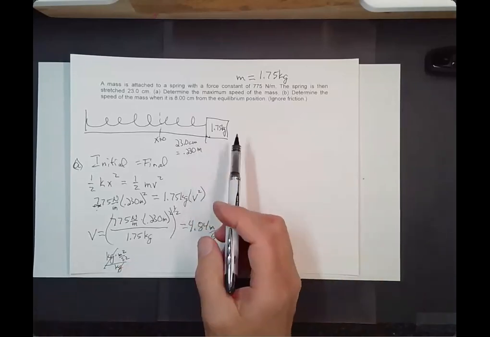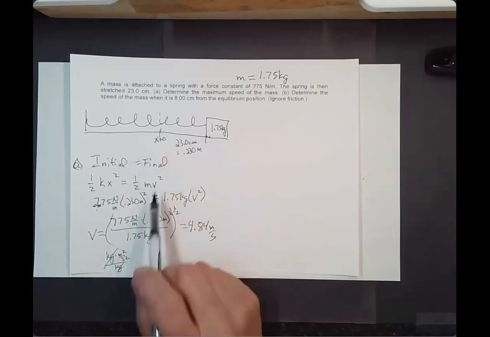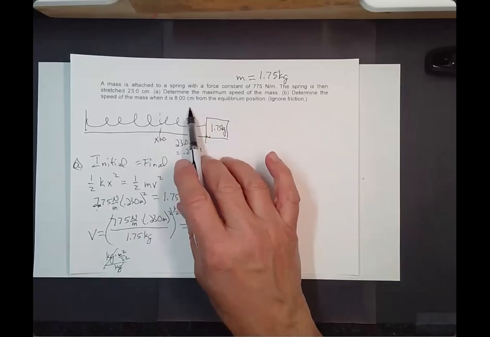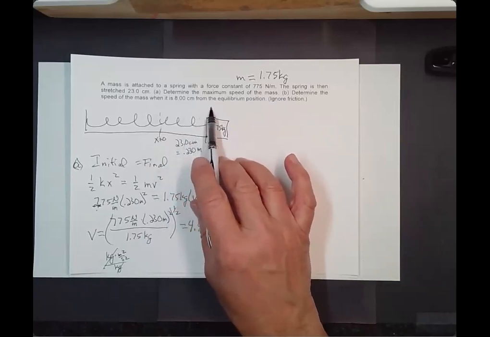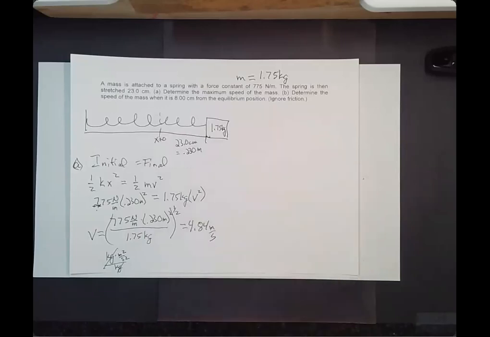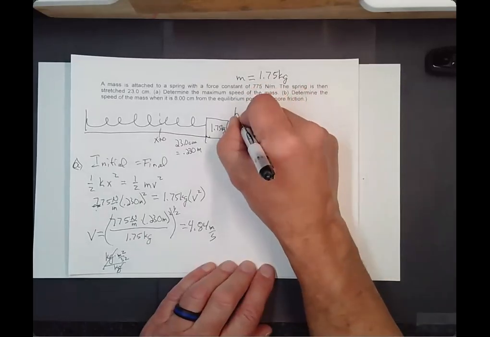So that's the speed when the thing is pulled back to the equilibrium position. Part B asks, determine the speed of the mass when it is 8.00 centimeters from the equilibrium position, ignoring friction. Okay, well, at that point, this will be part B.